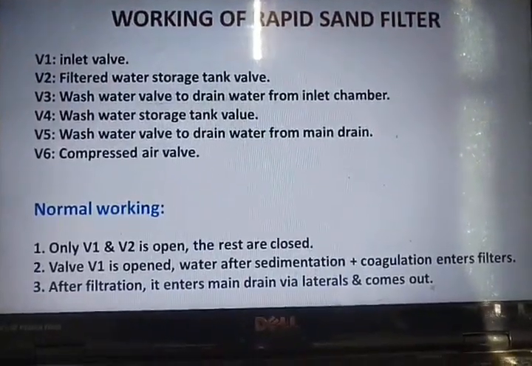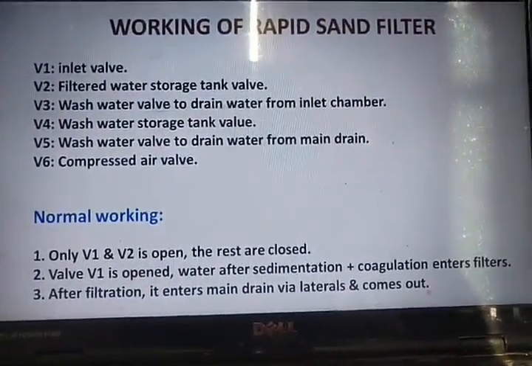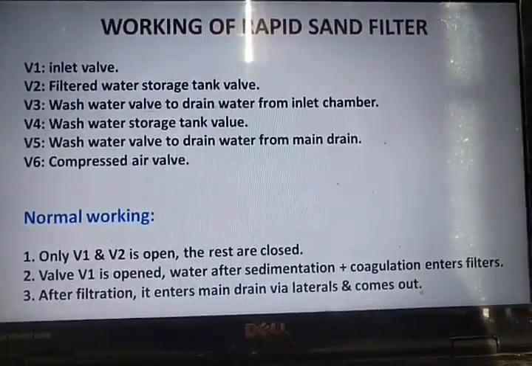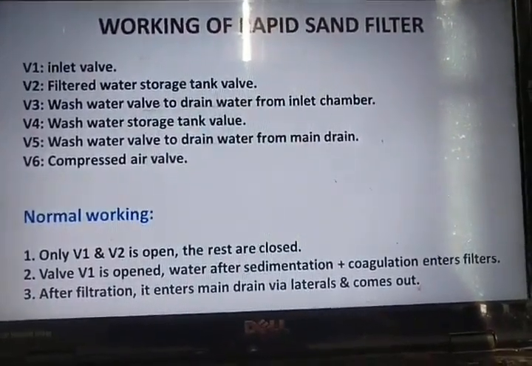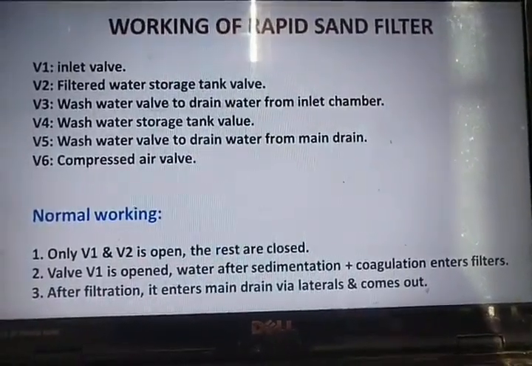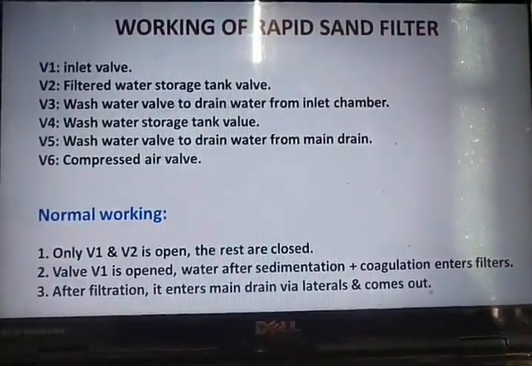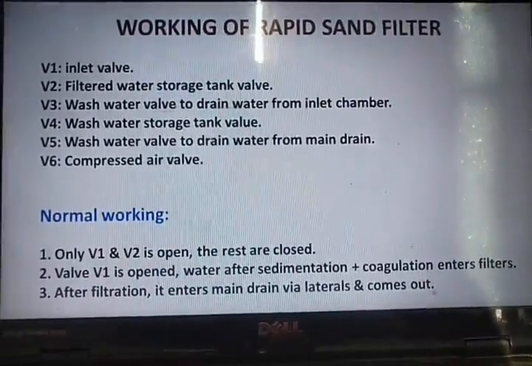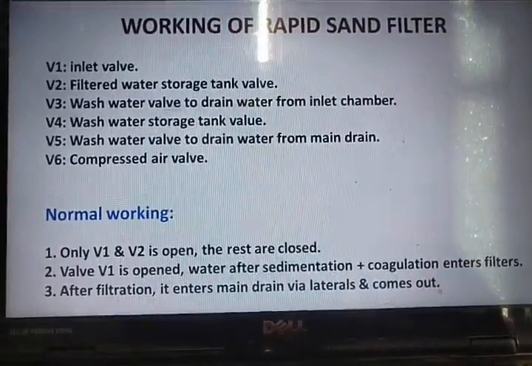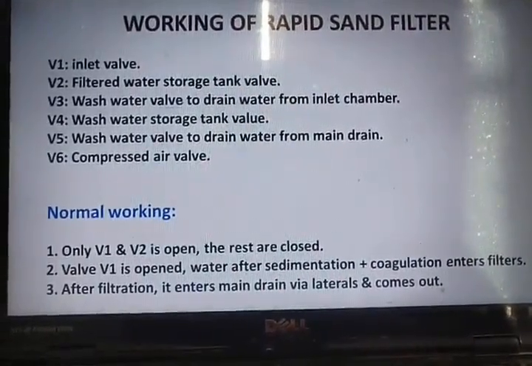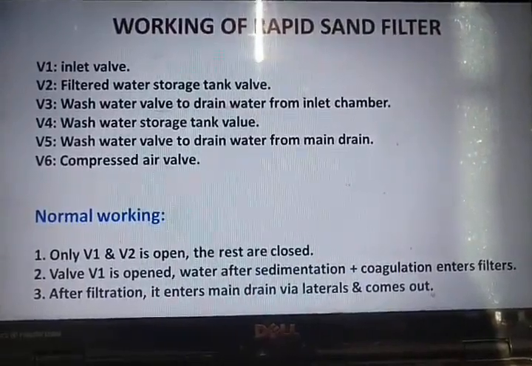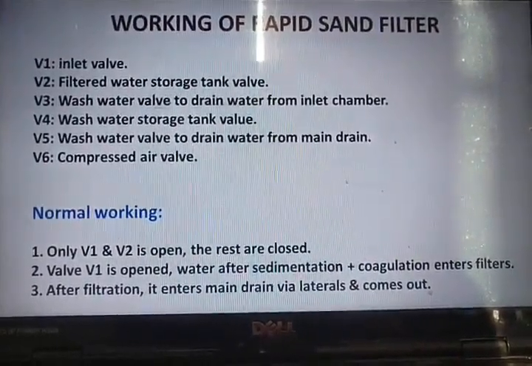Then, the working of the rapid sand filter. Unlike the slow sand filter, the rapid sand filter has 6 different types of valves. In the slow sand filter, we saw only valves V1 and V2, that is the inlet valve and outlet valve, and a small valve at the bottom to clean the sand bed or the filter media when needed. Here, the rapid sand filter consists of 6 different types of valves.